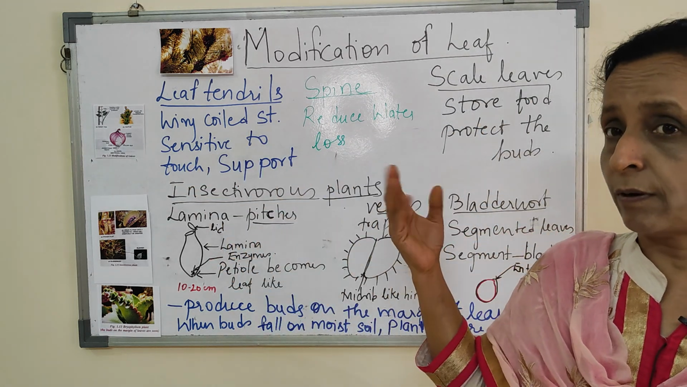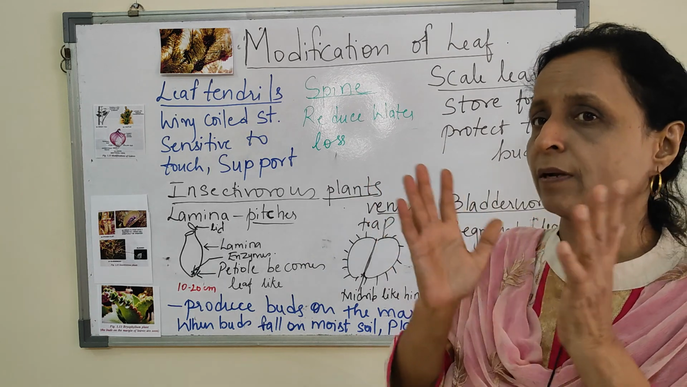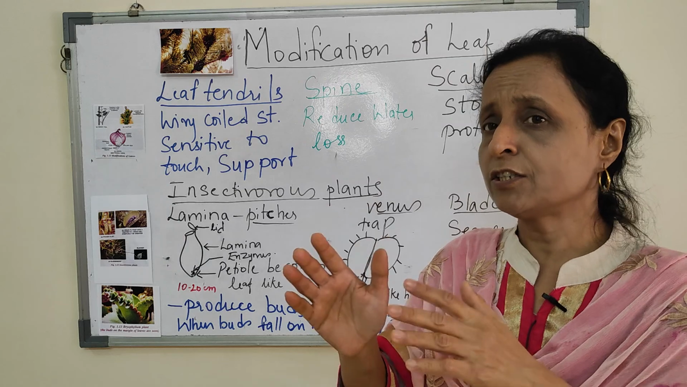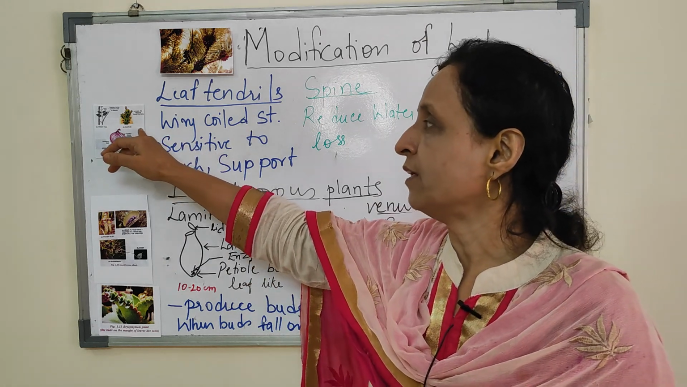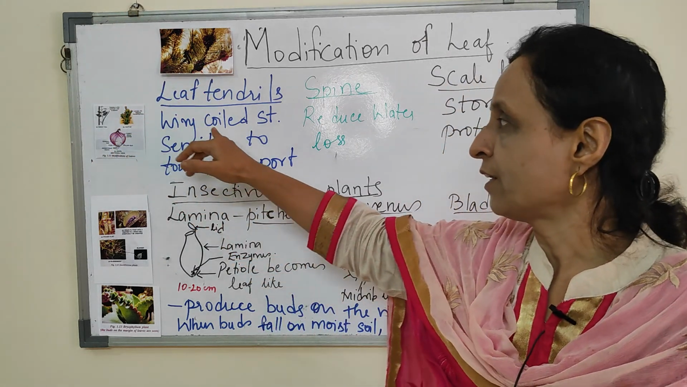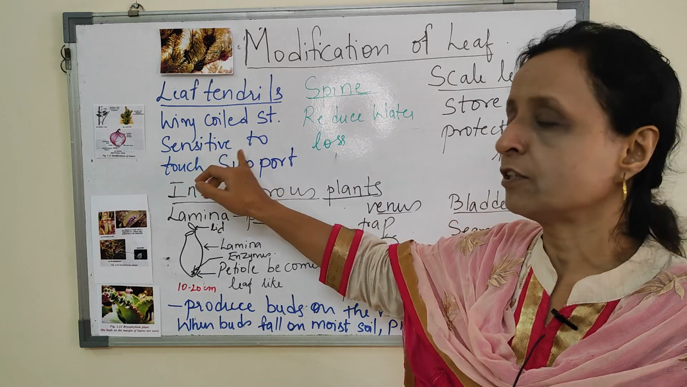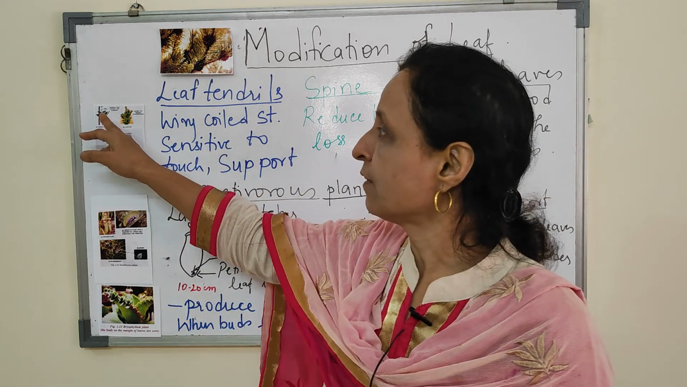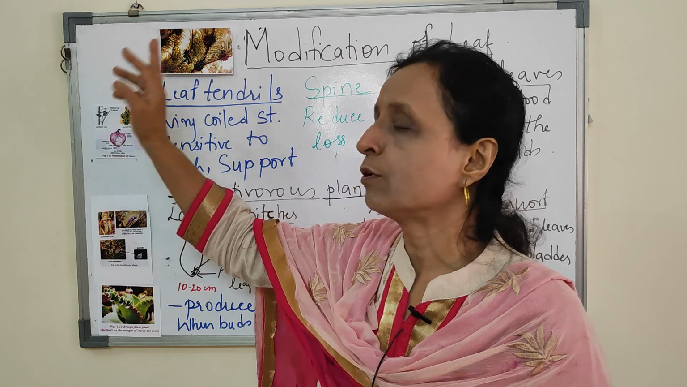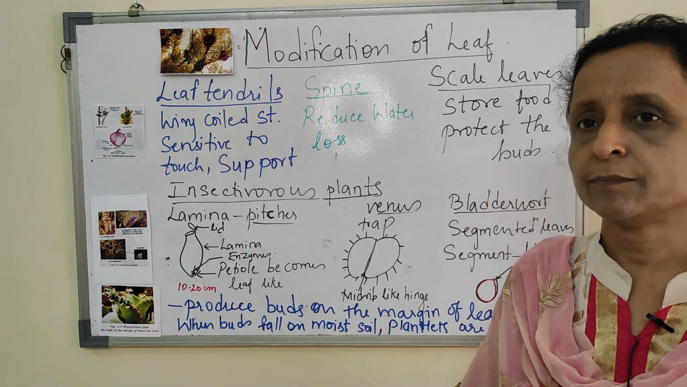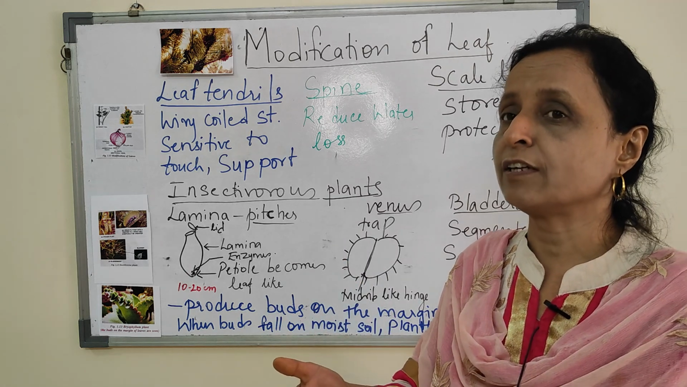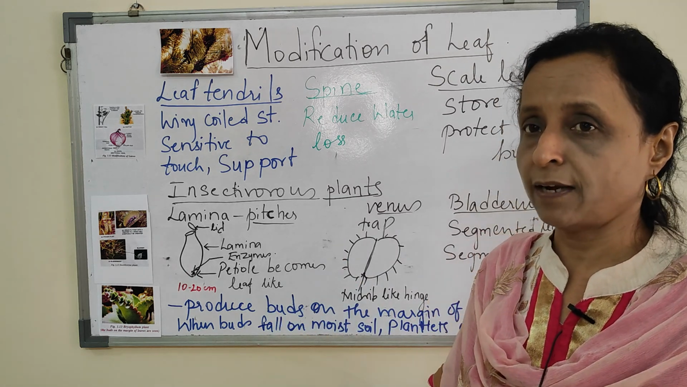Which organ gives support? The stem, but the stem is very weak. So additional support is given by tendrils, a wiry coil structure, sensitive to touch, they give support to the plant. So here you can see these tendrils, they give support to the climbing plant. That's the modified function of the leaf, that is to give support to the plant.